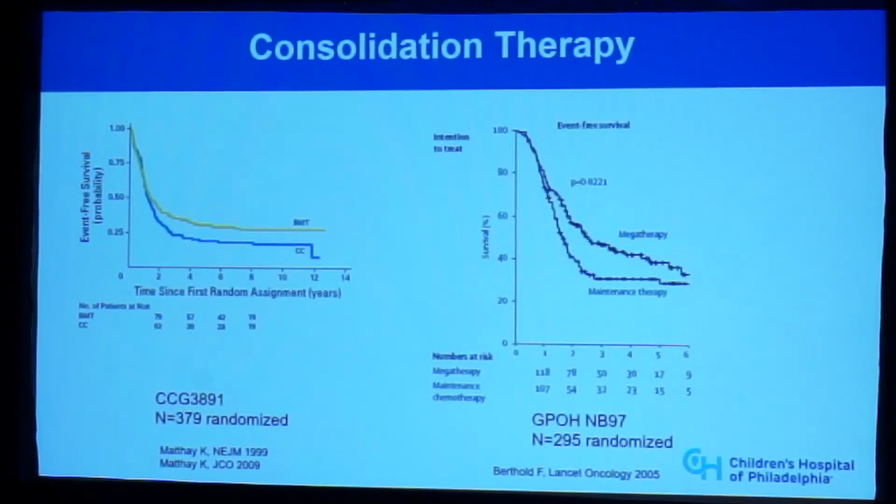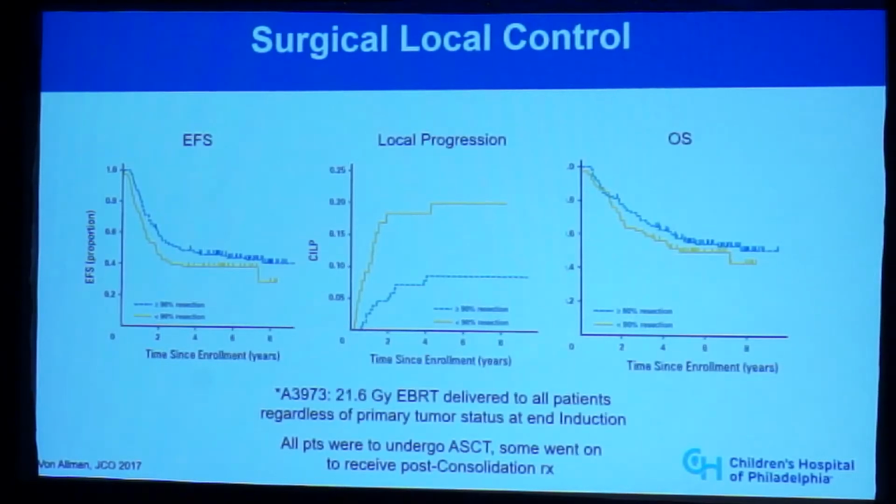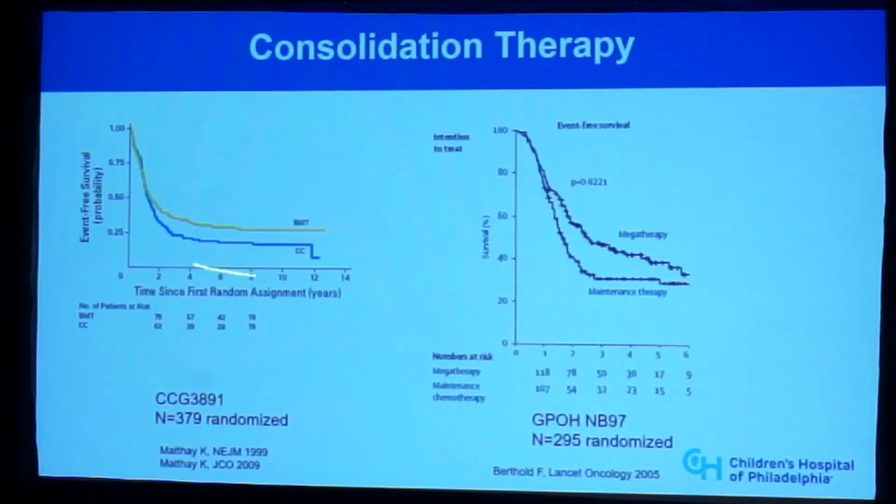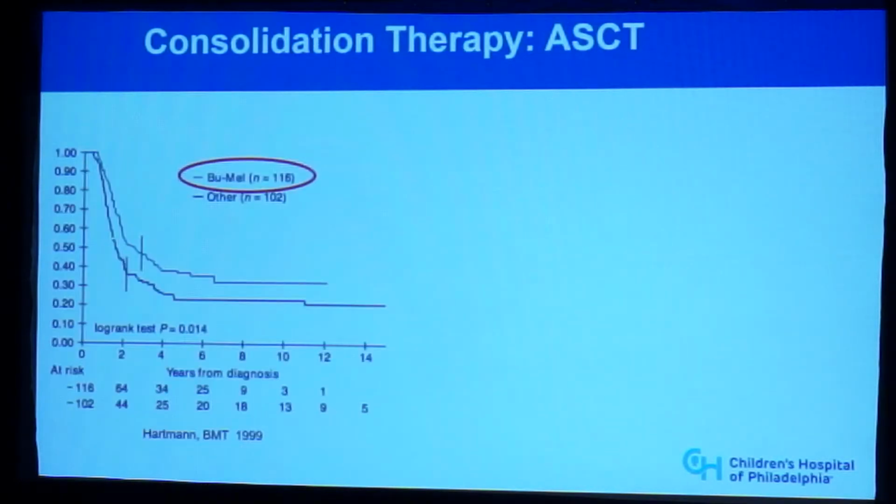Okay, so let's go on to consolidation therapy. The early data from Kate Mathey and Frank Berthold's groups are shown here. These are papers that have been published quite some time ago, and both suggest that there's an advantage to megatherapy, as some call it, or augmented myeloablative therapy in terms of event-free survival in patients who made it through induction therapy. So how has this been refined since these original papers were done?